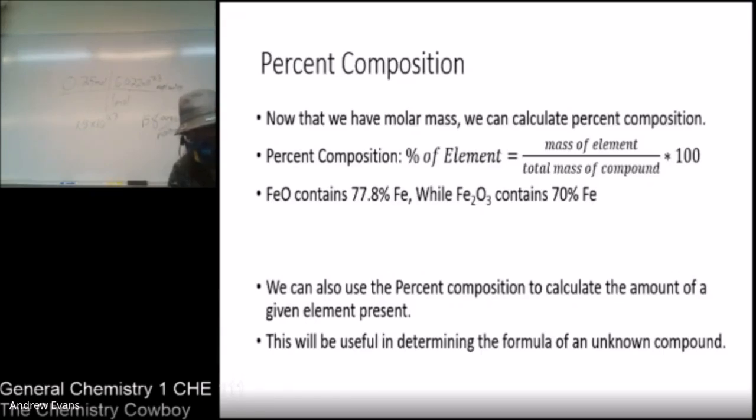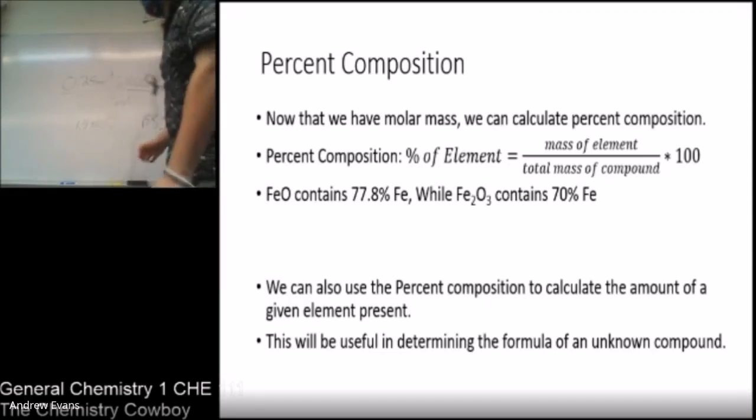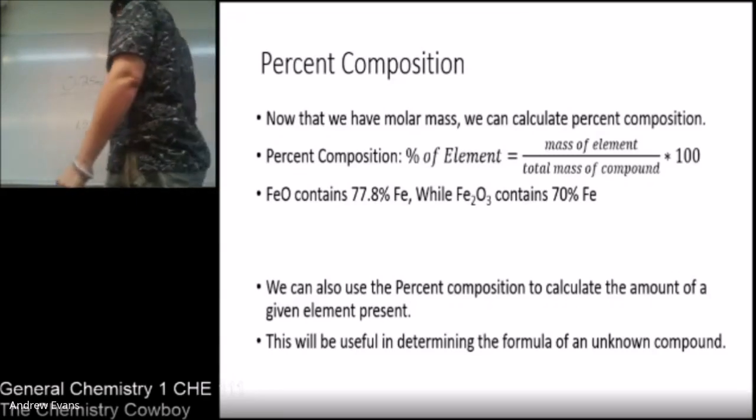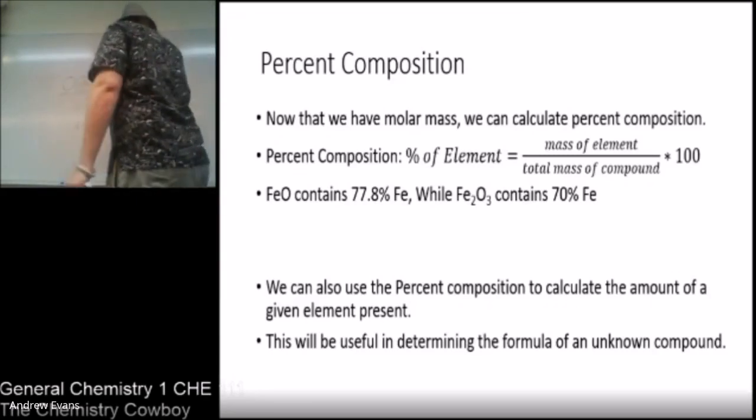In the case of percent mass of an element, we're going to look at the mass of the element divided by the total mass of the compound. In iron oxide, it's 77% iron, well, that's iron 2 oxide. And in iron 3 oxide, it's 70%. So how is that calculated?